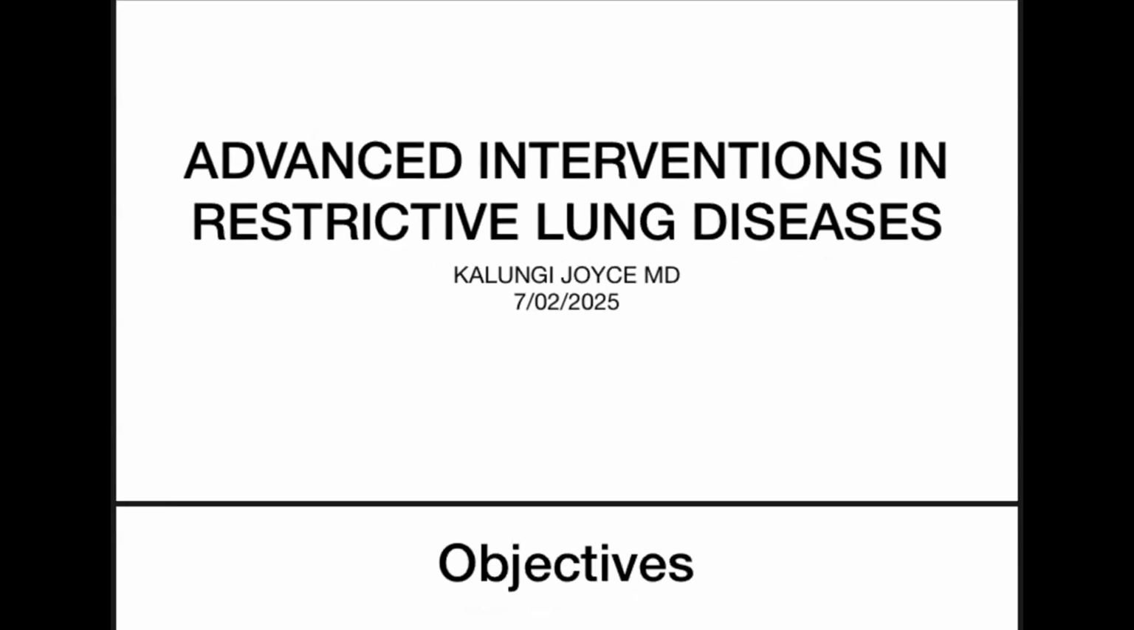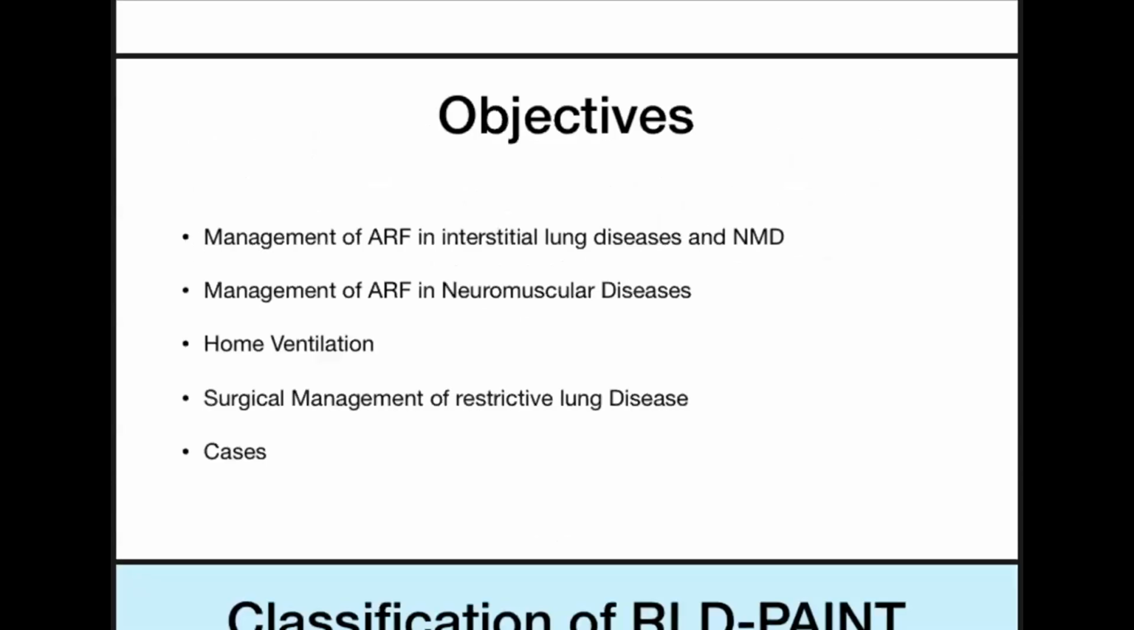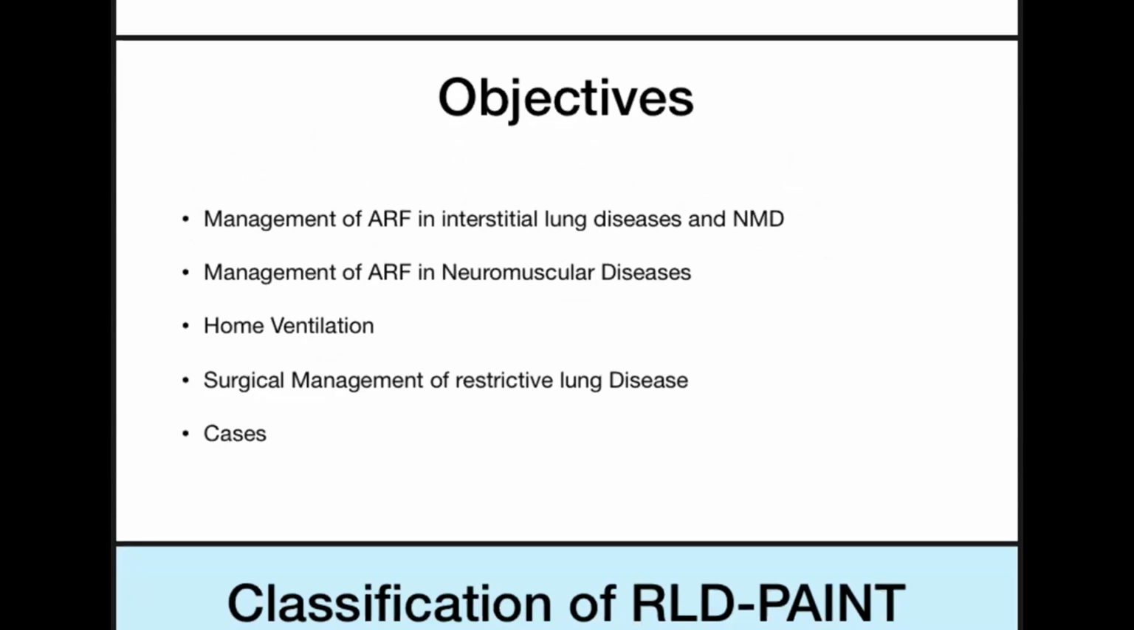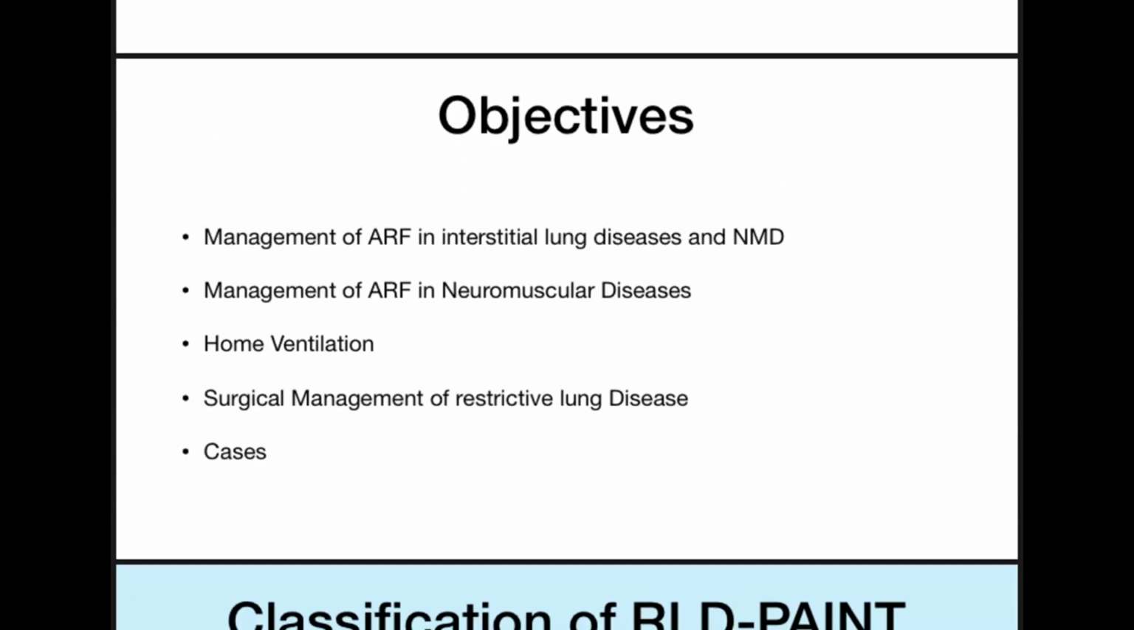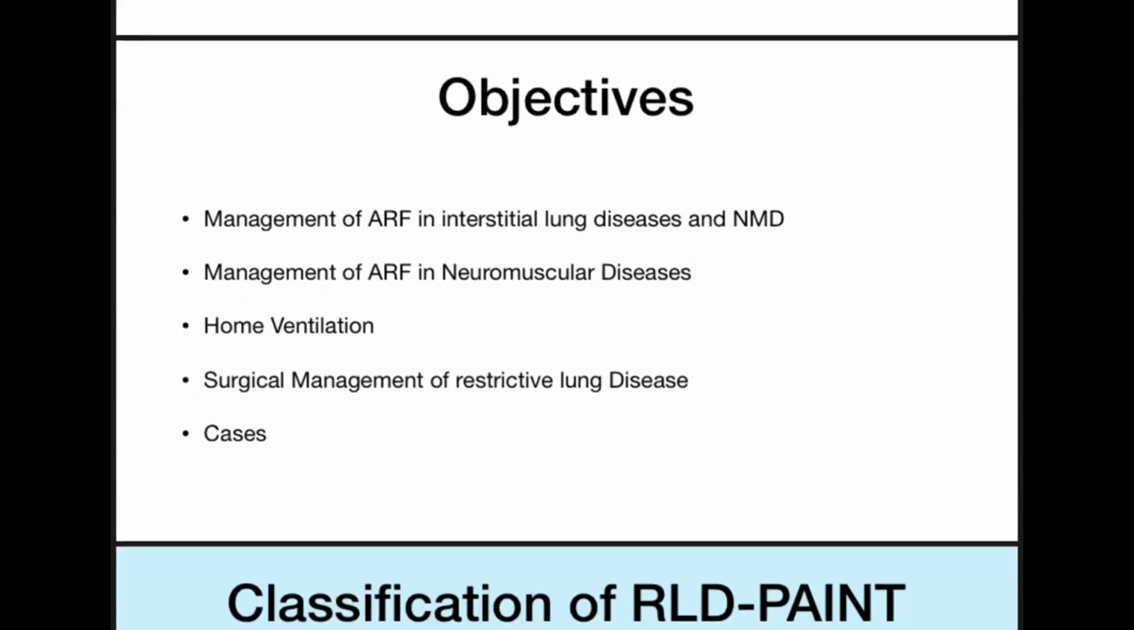So yes, as you've said, I'll talk about advanced interventions in restrictive lung disease. I think the topic was quite big. I'm glad that my colleagues have gone through most of the stuff, so I hope to strictly summarize, but it's just to understand the management of acute respiratory failure in interstitial lung diseases and in neuromuscular diseases. We'll talk briefly on surgical management of restrictive lung diseases and home ventilation, because I was told to talk about it, and maybe we'll go through 2 or 3 cases.